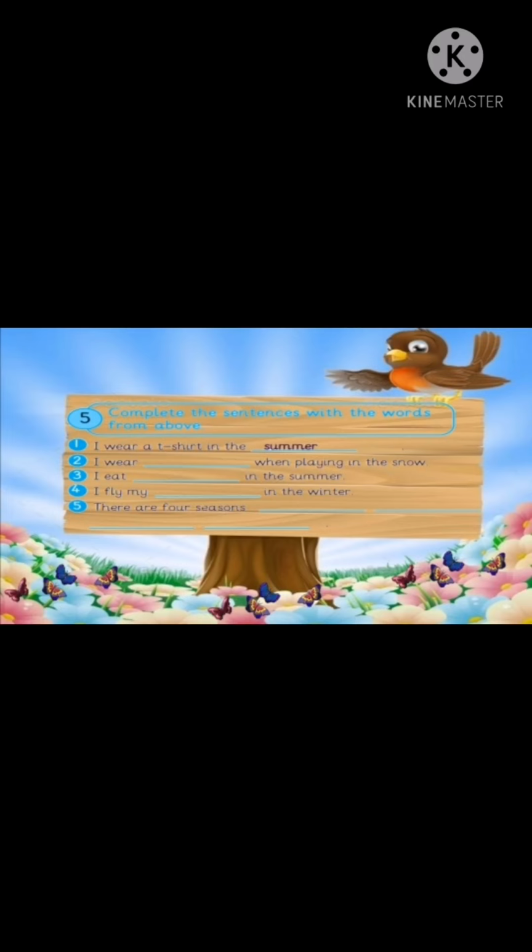Okay, grade 2, now complete the sentences with the words from above. From the previous task, complete the sentences. You've got 5 different sentences. Complete them with the correct words. When you finish, check your answers.